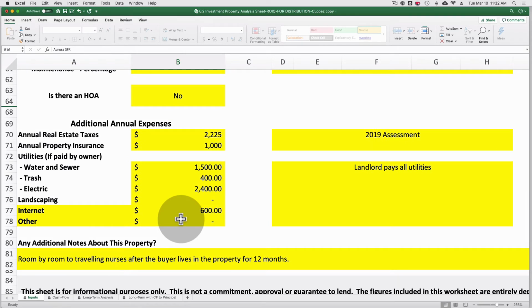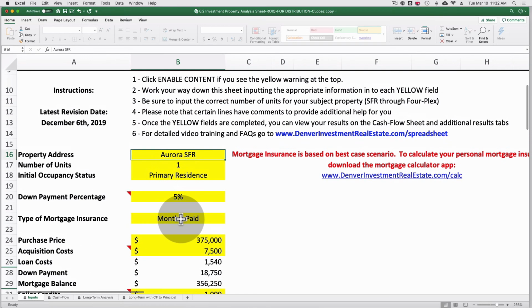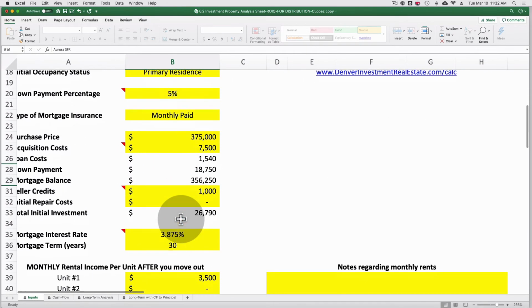I feel really confident with the numbers we plugged in there. I do too. I think this all works out really well. Seems very reasonable. 5% down, primary residence, Aurora, 375.